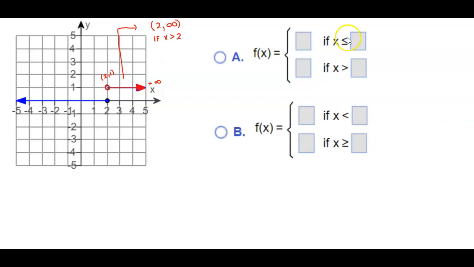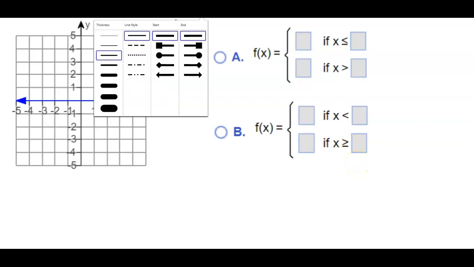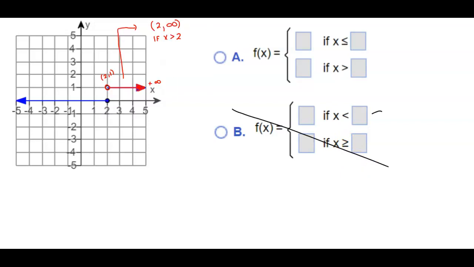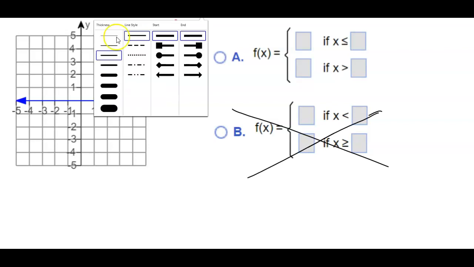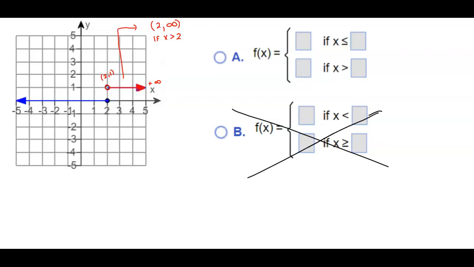If you notice here, we have a less than or equal to, we have a greater than for part A, and for part B we have a less than or greater than. So we're going to eliminate B because it's not going to be part of that. So what do we know? Well, we know first and foremost that x must be greater than 2 down here.